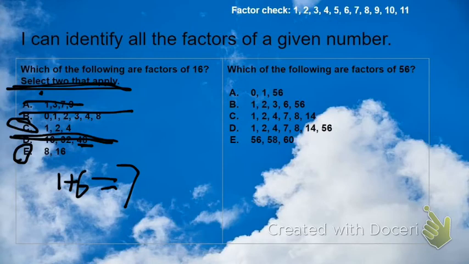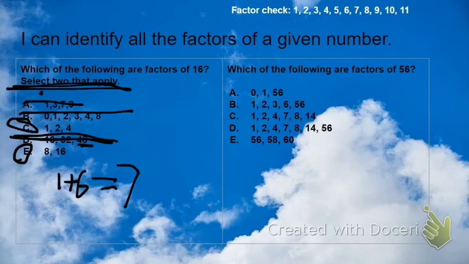Now let's go over and look at this other one. And this other one says, which of the following are factors of 56? Notice that it is not asking you to select 2. It's just saying which ones are the factors. Okay, so I want you to pause the video. You're going to start by eliminating the answers that don't make any sense. Then you're going to go through and double check each factor.